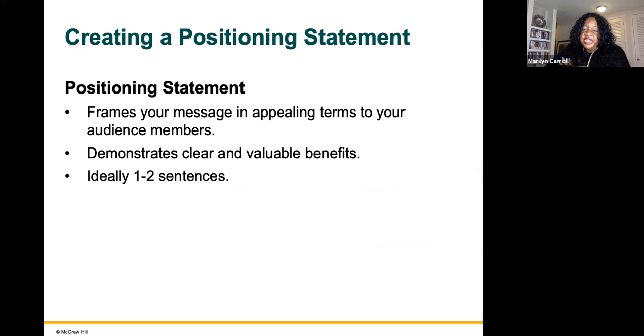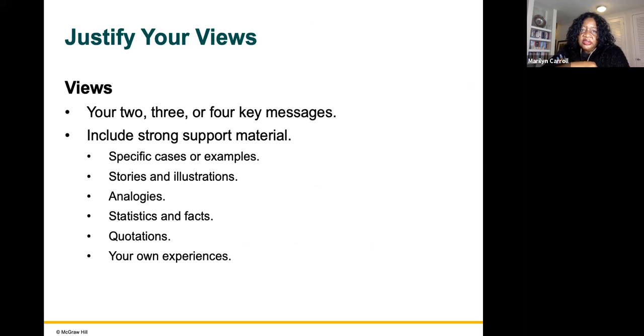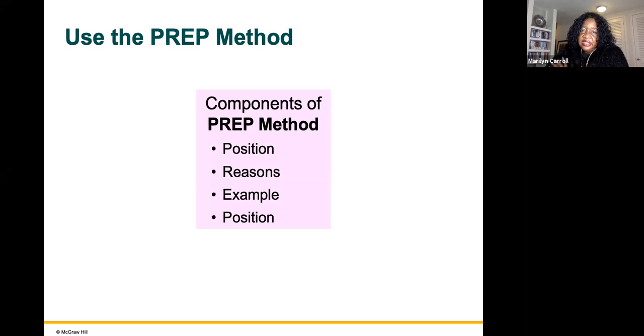So creating a positioning statement frames your message in appealing terms to your audience members. It demonstrates clear and valuable benefits, ideally one to two sentences. So the final part of your review, ideally one to three sentences, simple conversational language. So justify your views. Your two, three, or four key messages include strong support material: specific cases or examples, stories and illustrations, analogies, statistics and facts, quotations, or your own experiences.